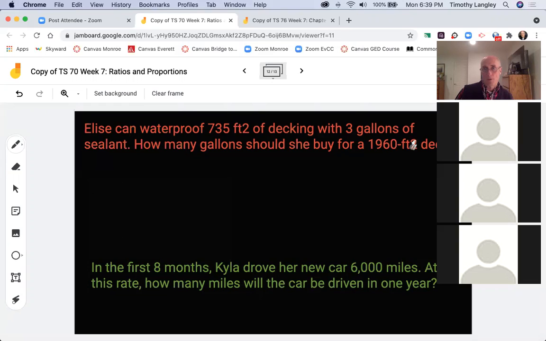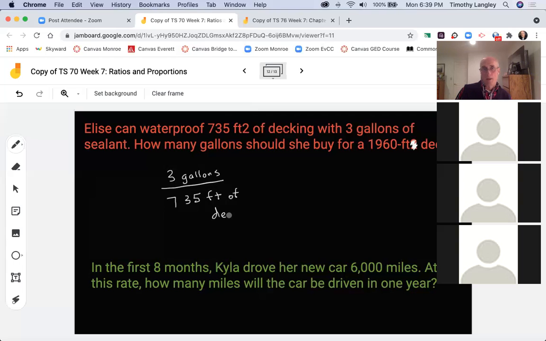So I'm not sure what this 2 magically appeared here for, but what I would do is, because I've stained many decks before, she's got, if she uses 3 gallons, that allows her to do 735 feet of deck. Okay.